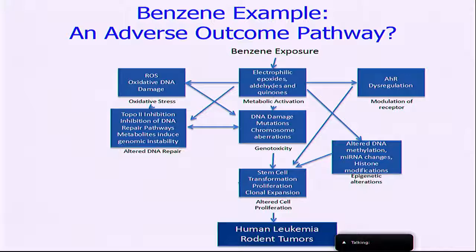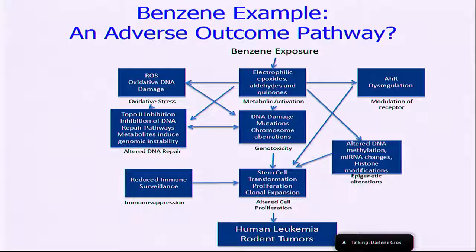Finally, you have oxidative damage, which is a clear pattern from benzene, which can produce additional DNA damage. Topoisomerase inhibition and inhibition of DNA repair is also present, which emphasizes which cells have the most chromosome aberrations and mutations. And finally, benzene is a well-known suppressor of the immune system, so you reduce immune surveillance, allowing this to happen.